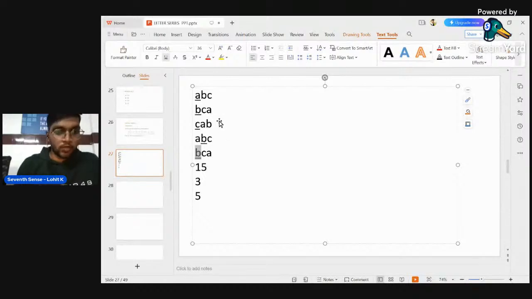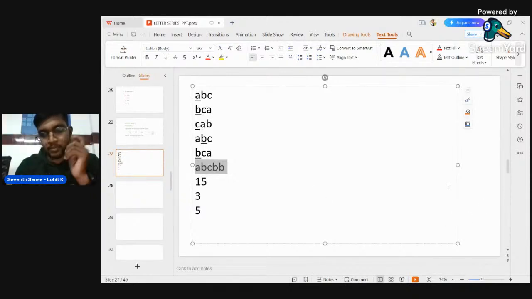So what is the answer you got here? Answer you got it as A, B, C, B, B. So answer will be A, B, C, B, B. So who has got the correct answer? A, B, C, B, B. Yeah. So answer will be A, B, C, B, B.